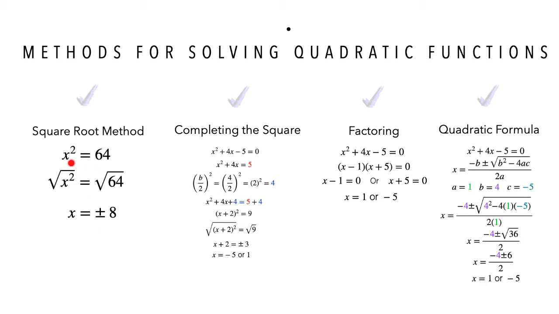First method we learned was the square root method. You have an x squared equals a number. We could square root both sides. And remember, we always got plus or minus when we square rooted both sides. So 8 squared is 64, and negative 8 squared is also 64. So it had two solutions. And all of our x squared quadratic equations, they had two solutions.